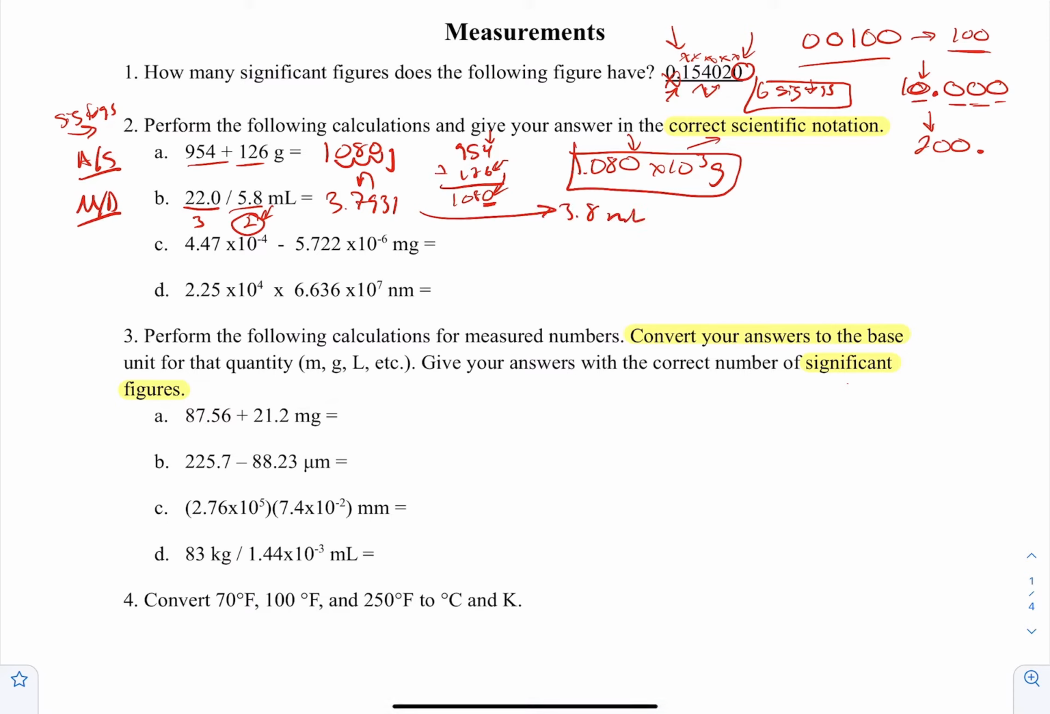Now, this could be in scientific notation. The only problem is that we would have to put times 10 to the 0, and it's a little redundant to put times 10 to the 0. So we're actually not going to include it, and technically on an answer like that, you don't have to.